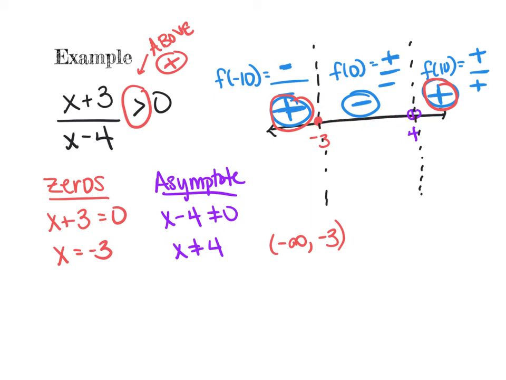After that, we use a union to cover the gap. And we'll go from this vertical asymptote, which will never be included, regardless of whether there was an equal sign here or not, because it's an asymptote, you can't include it. It goes from 4 to positive infinity. And here's your solution.